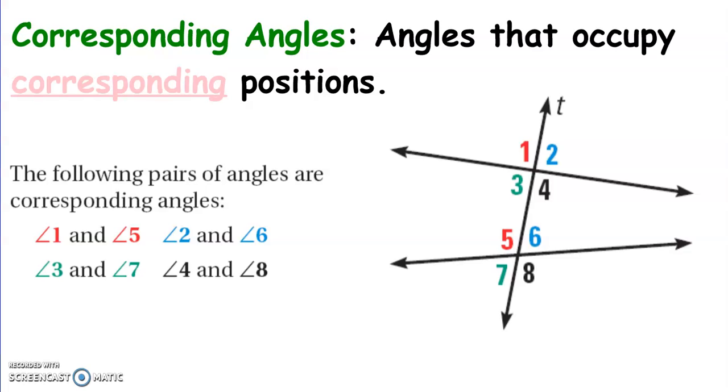We're going to look at 4 different relationship types. The first one is corresponding angles, and those are angles that occupy corresponding positions. So for example, angle 1 and angle 5 are corresponding because they're both in the top left-hand corner. 2 and 6 are corresponding because they're both in the top right corner. Angle 3 and angle 7 are corresponding because they're both in the bottom left-hand corner. And angle 4 and angle 8 are corresponding because they're both in the bottom right-hand corner. So if they're in the same position, same spot, then they're corresponding.